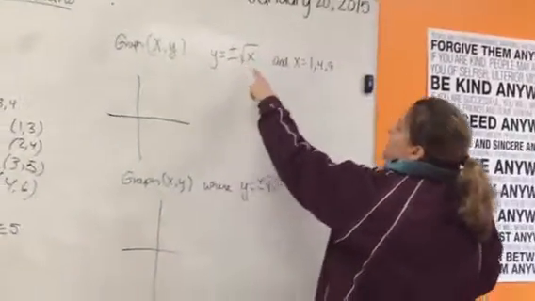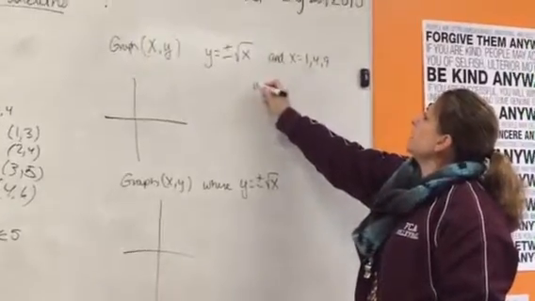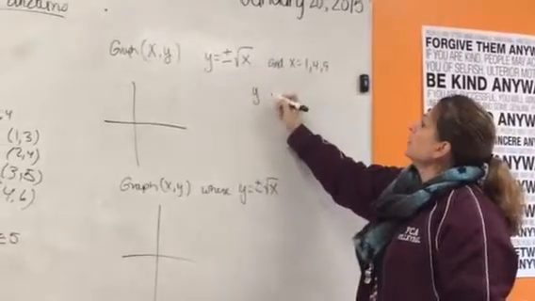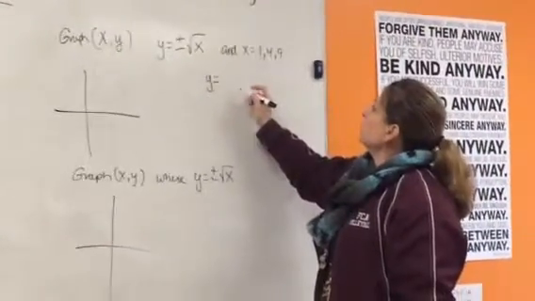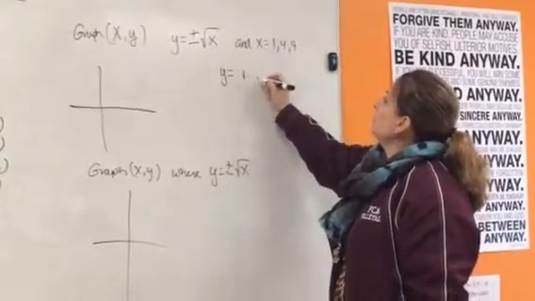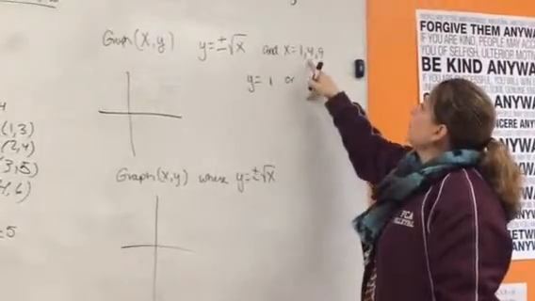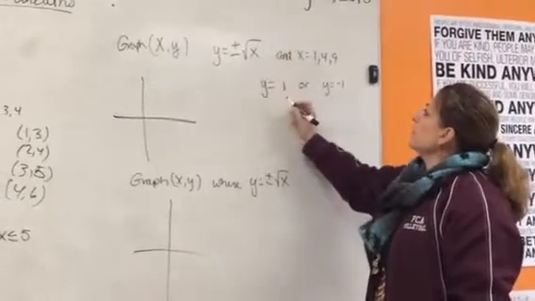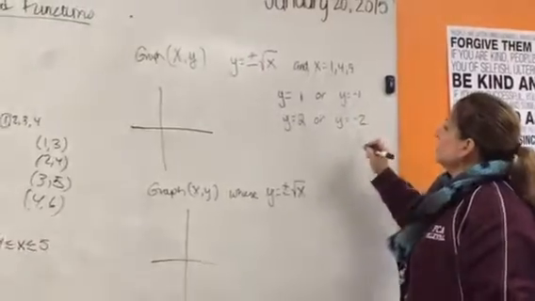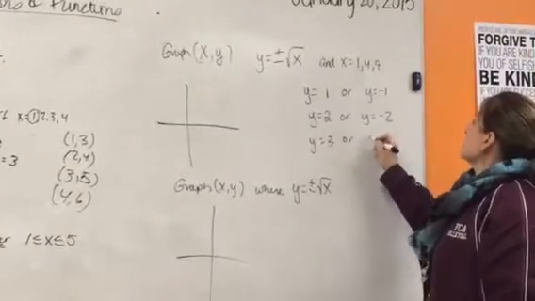Over here it says y equals positive and negative square root of x, and x equals 1, 4, and 9. So if y equals positive and negative square root of x, y is going to equal, the square root of 1 is 1. So y equals positive 1, or -1. If you put in 4, the square root of 4 is 2, so y equals 2, or y equals -2. 9, the square root of 9 is 3, so y equals 3, or y equals -3.